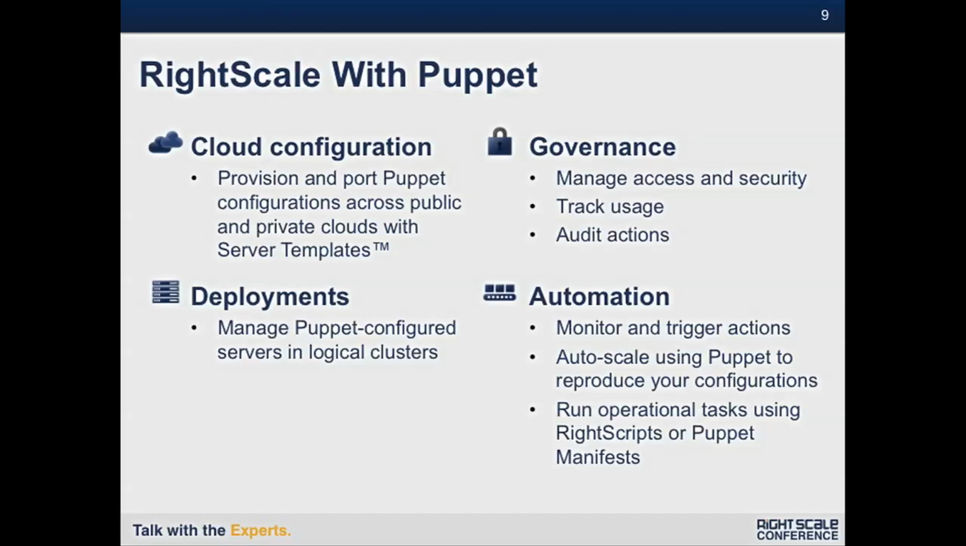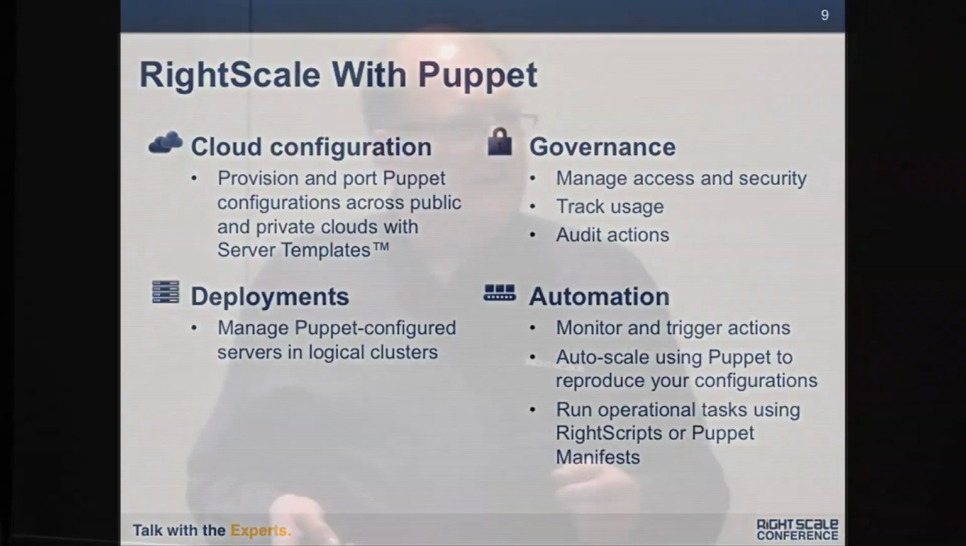Deployments, the ability to manage your Puppet configured servers, and of course in logical clusters. The ability, of course, to manage with RightScale your access and security, your usage and your audits, everything that would go there. And the ability to auto-scale using Puppet to reduce your configurations is important also. Do you want to talk about that just a little bit from an auto-scaling perspective?